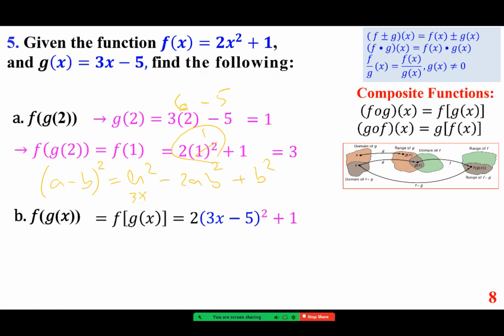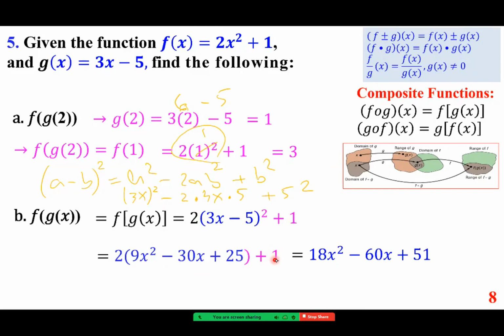Therefore, we have 3x squared minus 2 times 3x times 5 plus 5 squared. Now this is 9x squared minus 30x plus 25. So that's what we have here. And so 2 times 9x squared is 18x squared minus 60x plus 50, with the 1 becomes 51. So in other words, this last part, I want to make sure that you understand this one and then add plus 1 to it becomes 51. Very straightforward, everybody.